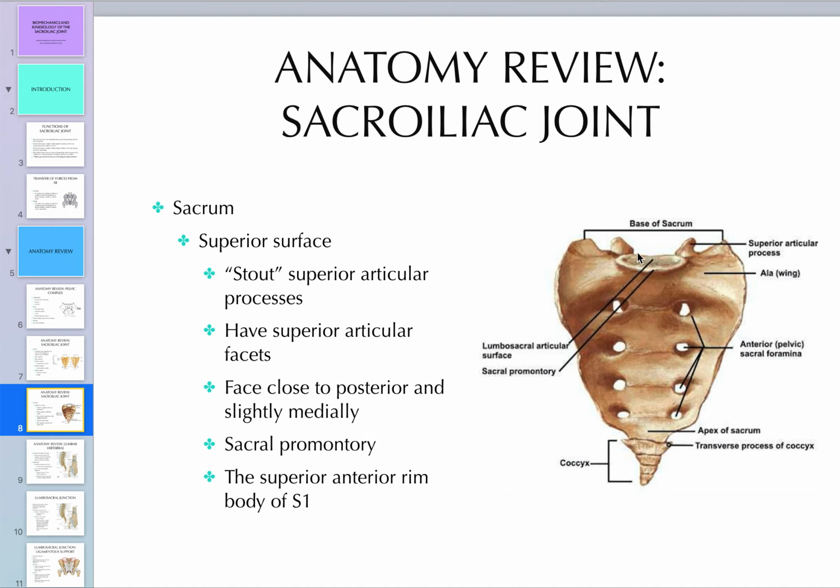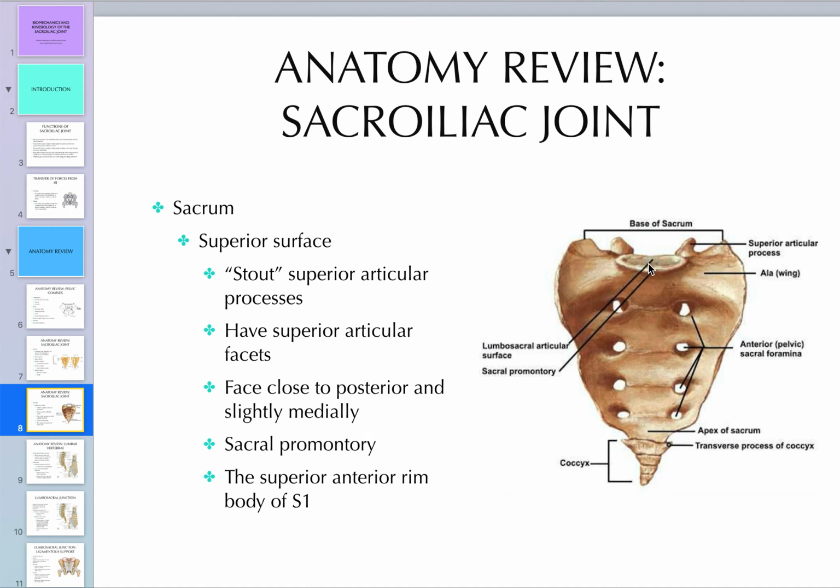So the superior surface has stout superior articular processes. So these are the superior articular processes articulating with the inferior articular processes of L5. We also have a sacral base, which I mentioned earlier. So it spans from the most lateral side to the other most lateral side of the sacrum. The articular facets face close to posterior and slightly medial, and we spoke about the frontal plane articulation of the facet joints, and we'll mention it in a few slides again.